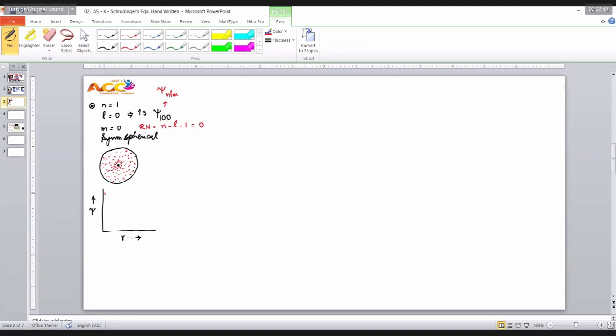Therefore, size decreasing. Don't touch it. In some books it is touched, no problem, but my way of discussion is don't touch it. Why don't touch it? You will understand when you go to 2s orbital. This is psi versus R. Next.